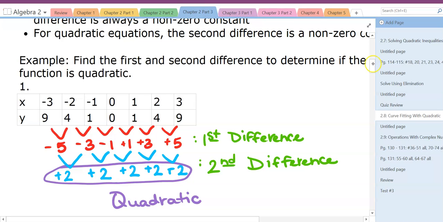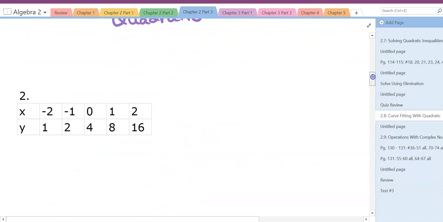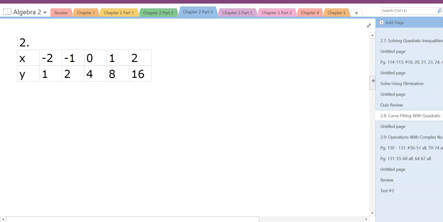So I want you guys to take a look at the second one in your packet there and try it. Find the first difference and then find the second one and decide if you think it's quadratic or not.